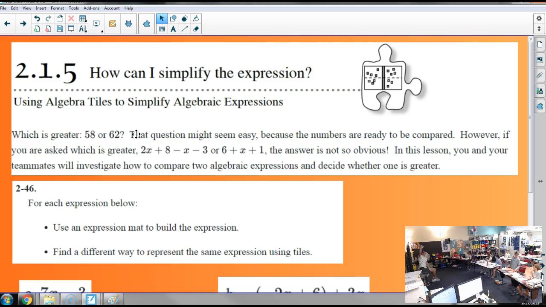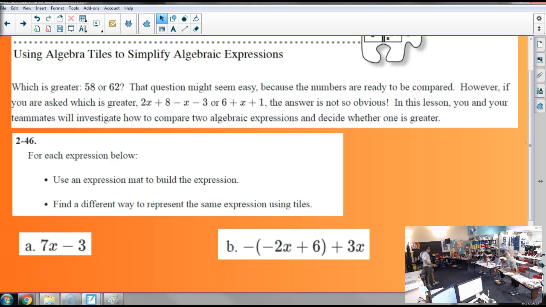Somebody shouted it out. We know which one is bigger and which one is less. So part of what we're doing today is identifying which side is bigger. With equations and inequalities, if they do not come out to be equal, which side is bigger? If somebody asked you which is bigger, 58 or 62, you'd say obviously 62 is bigger.